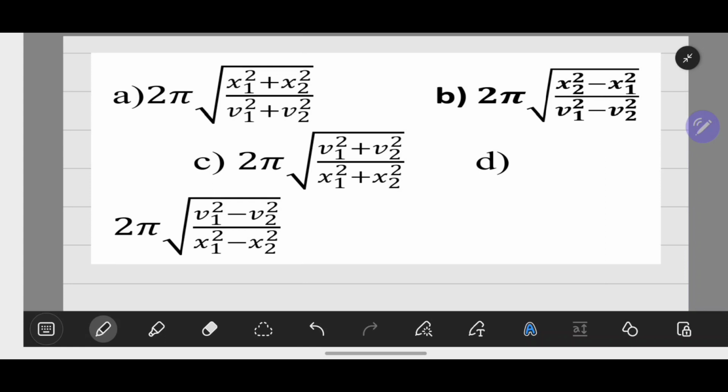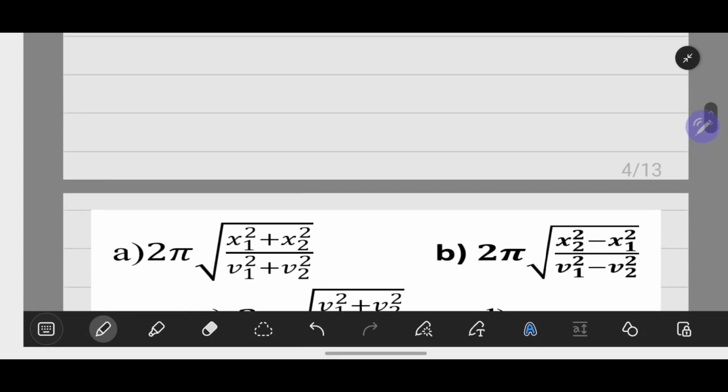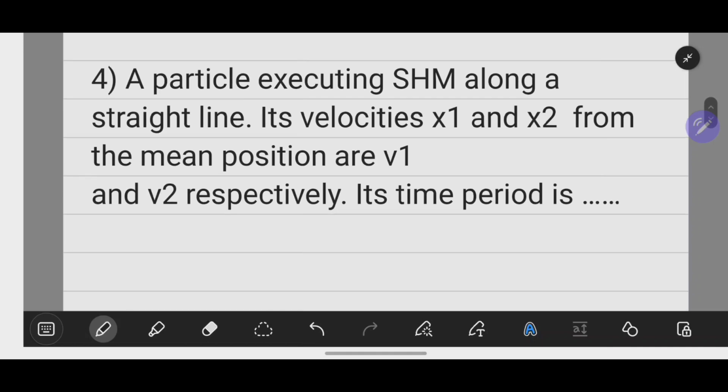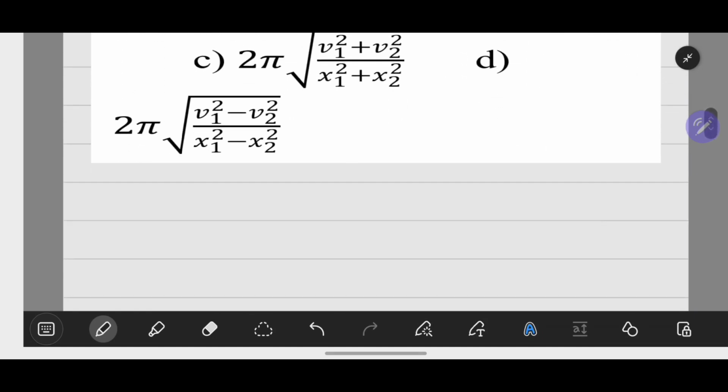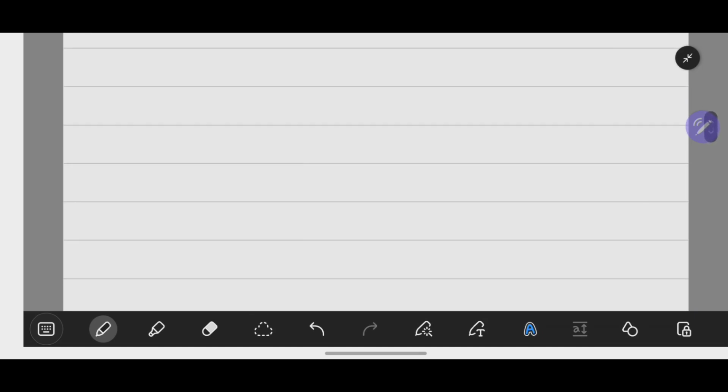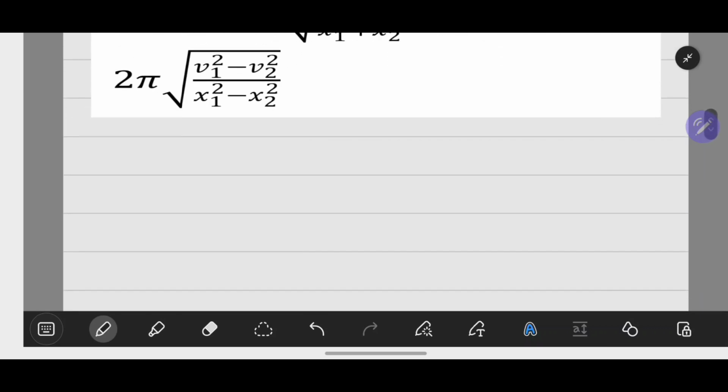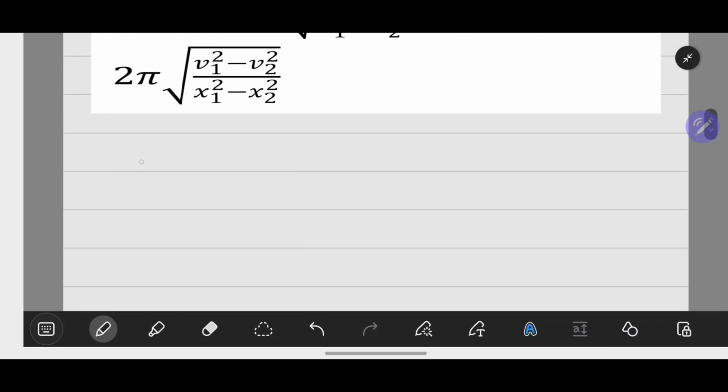Option C is 2 pi under root of v1 squared plus v2 squared divided by x1 squared plus x2 squared. And the last option, D, is 2 pi under root of v1 squared minus v2 squared upon x1 squared minus x2 squared. Then we will decide which option is correct. Okay, let us start. We have the displacements x1 and x2 and their respective velocities v1 and v2, the velocities of the particle at different positions.